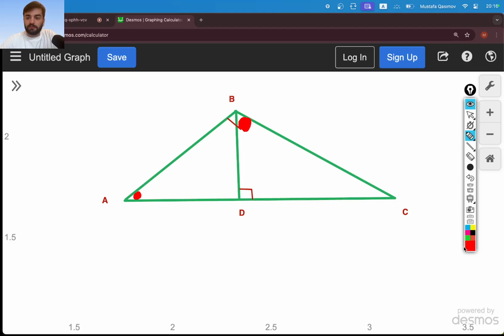Yes. And it is the same for this one. If this is 20, it will be 90 also, so it is also like that. This angle and this one are equal to each other. Is it clear for everyone?